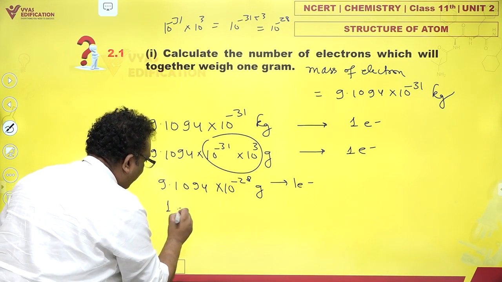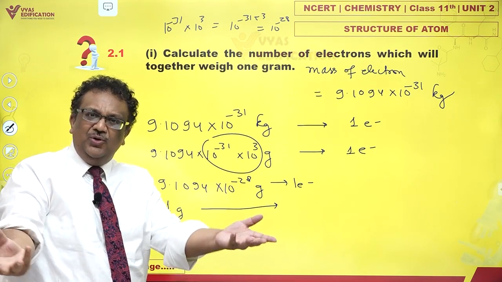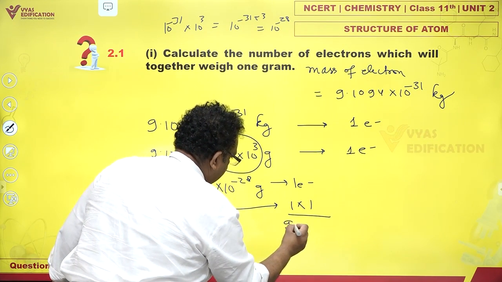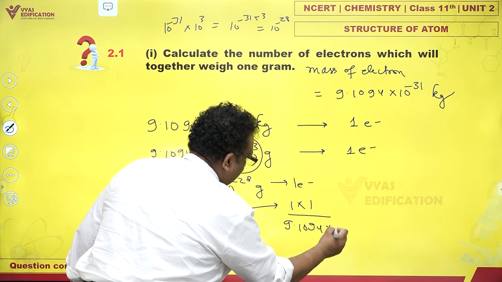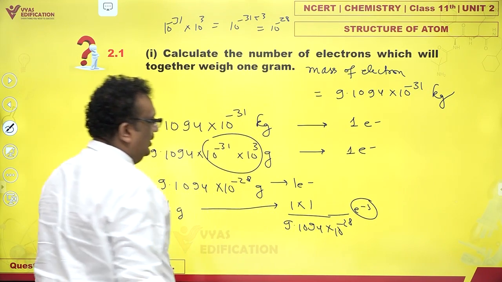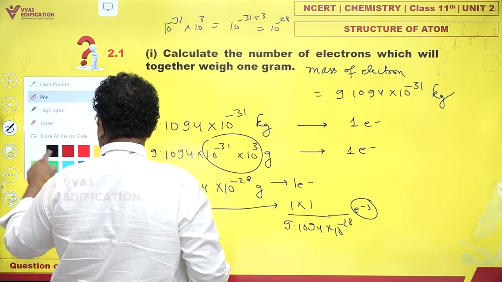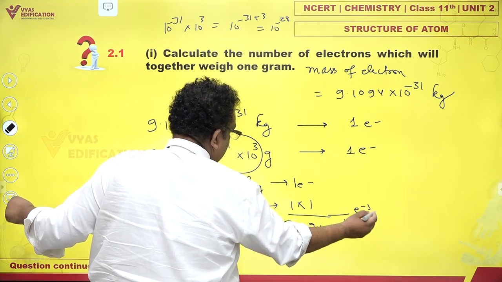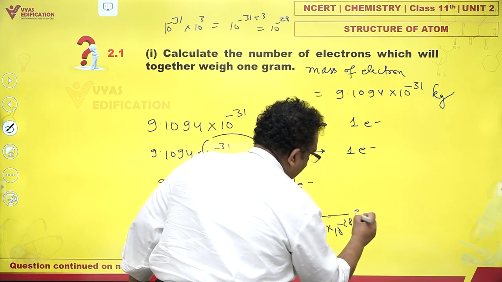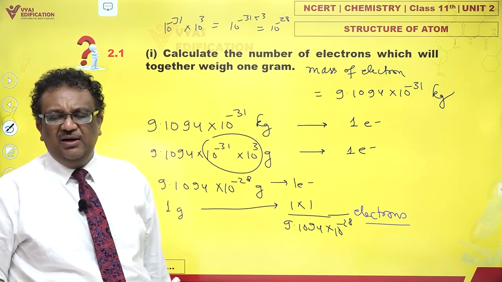So 1 gram would contain how many electrons? This into this upon this. How? Ratio and proportion, simple. So 1 into 1 upon 9.1094 into 10 raised to minus 28. It is not e to the power minus, sorry, don't misunderstand this. What I mean to write is electrons, nothing else. What do I need to do? Now I just have to do calculations.